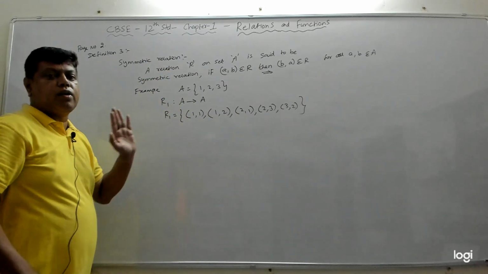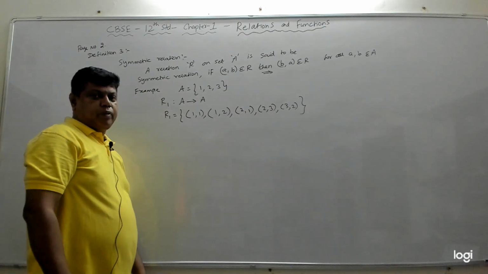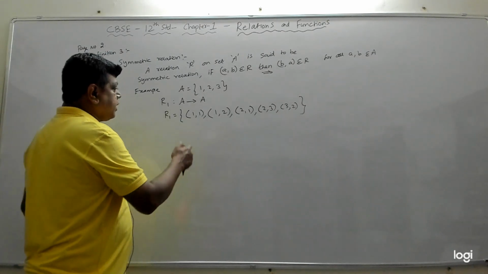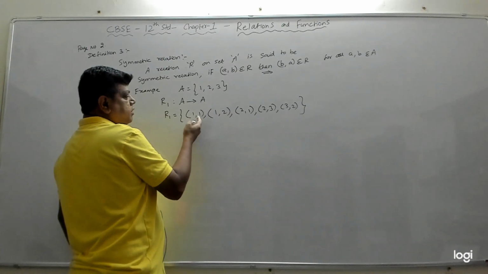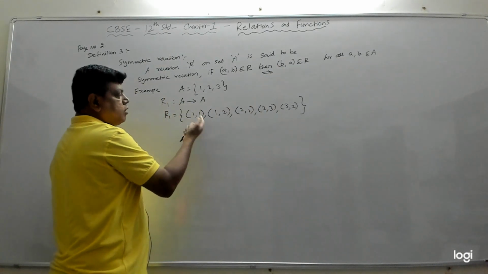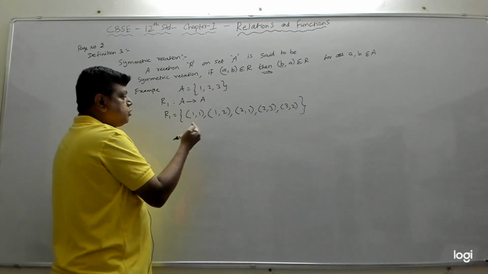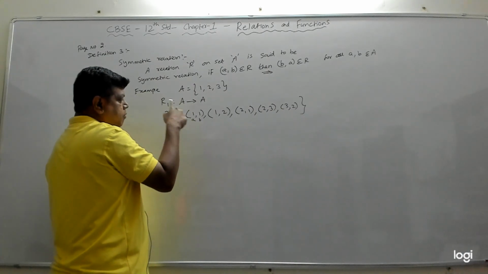Now we have to check whether R1 is symmetric. To check that, what we have to do is take one element, A comma B. If it is in R, then the reverse of this should be in R. So what is 1 comma 1? The reverse of 1 comma 1 is also 1 comma 1. So this is your A, this is your B. Now AB is in R, which means this 1 comma 1 is in R1.